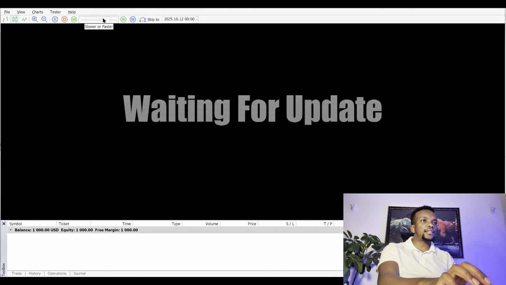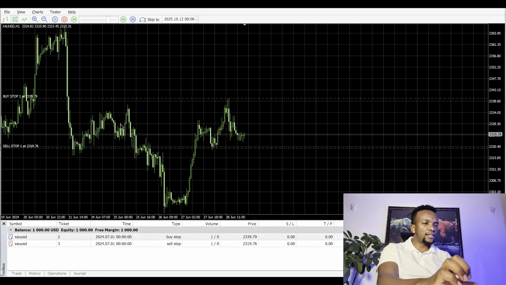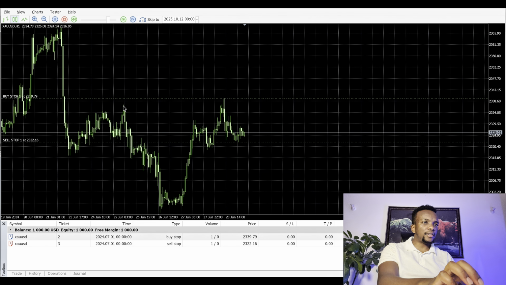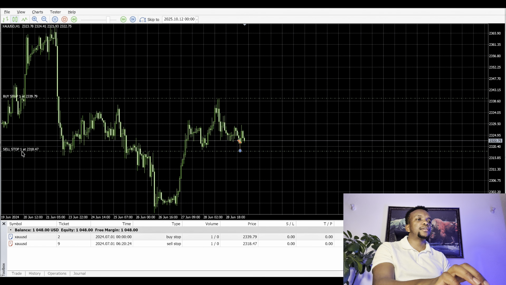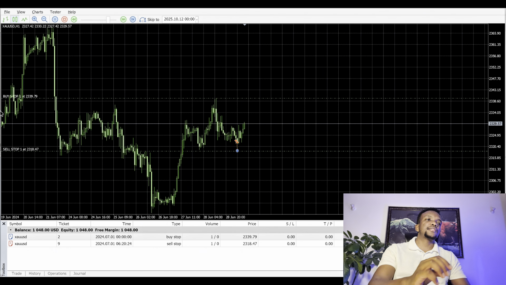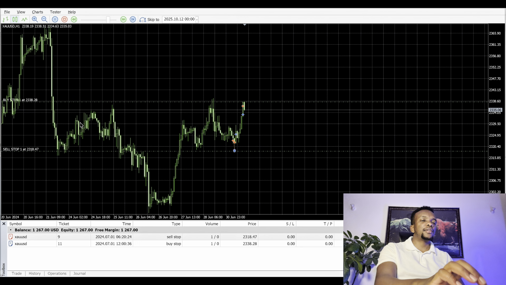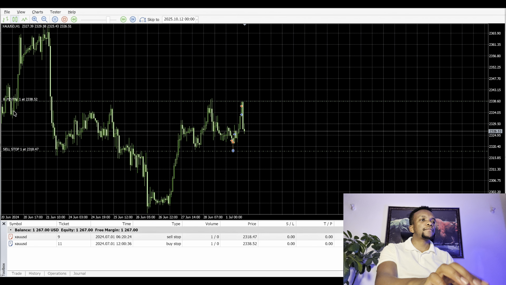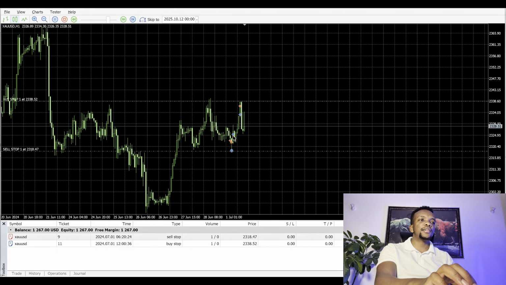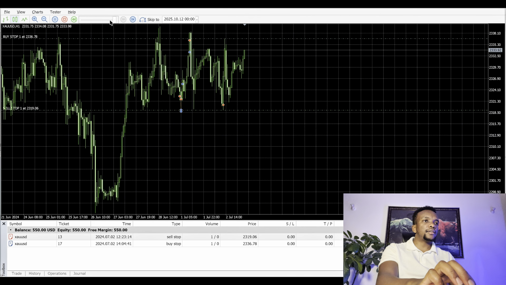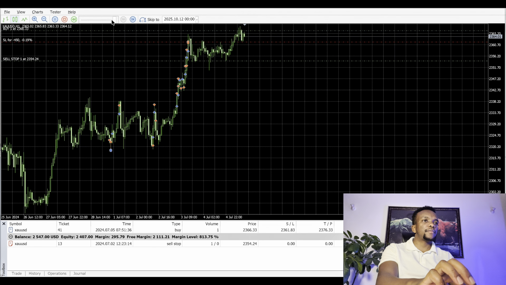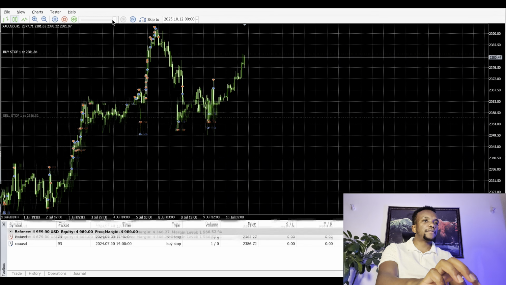So the first thing, the data will start. Okay, now we are going nicely. As you can see, it places the buy stop and sell stop. Once price hits any position, let's say it's buying, it hits the buy stop. When it's selling, it hits the sell stop. So we can speed it up maybe for some time there.